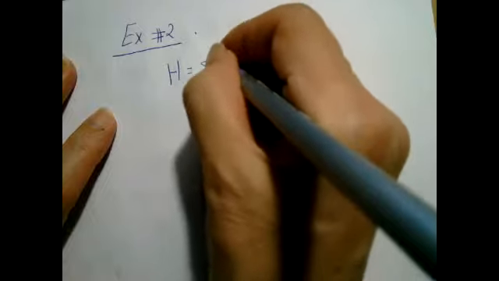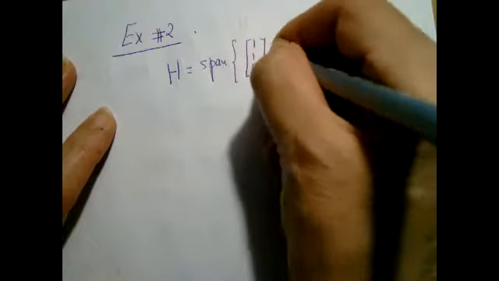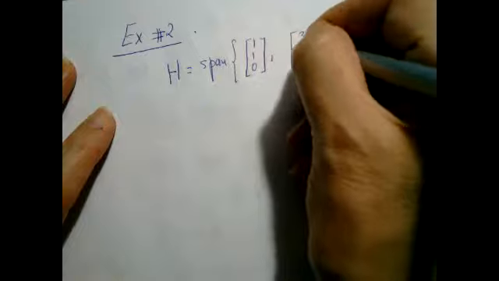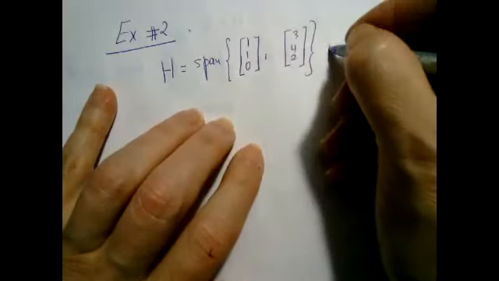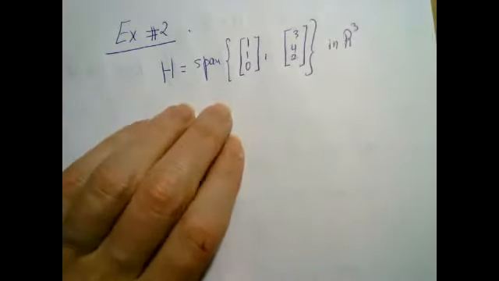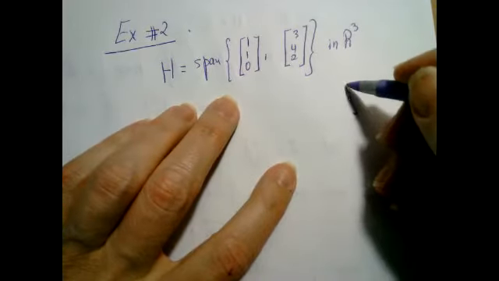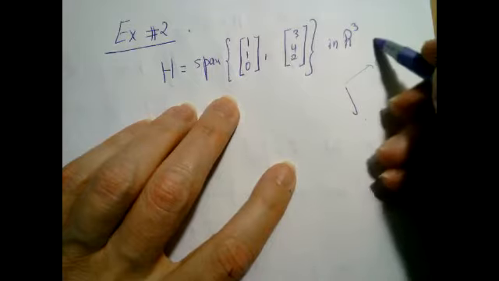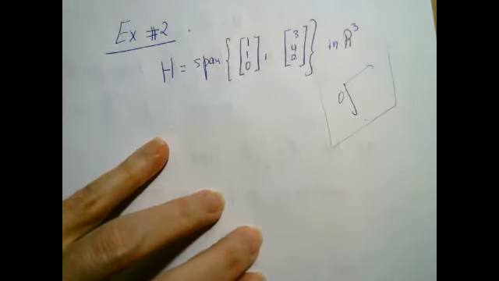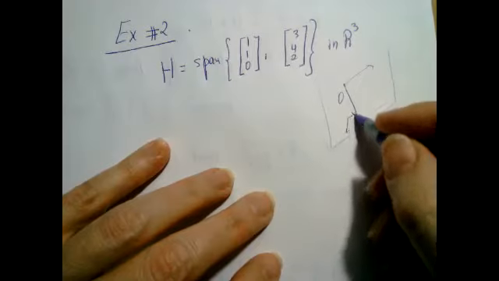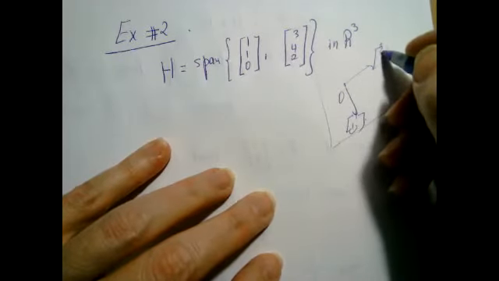Example number 2 is the following. Let me take H to be the span of the following 2 vectors: 1, 1, 0 and 3, 4, 2. Okay, so we have 2 vectors in R3. So right now I am in R3, and H is their span. It means I'm taking every possible linear combination of them. Geometrically, I'm taking the plane containing 0, 0, 1, 1, 0, and 3, 4, 2.